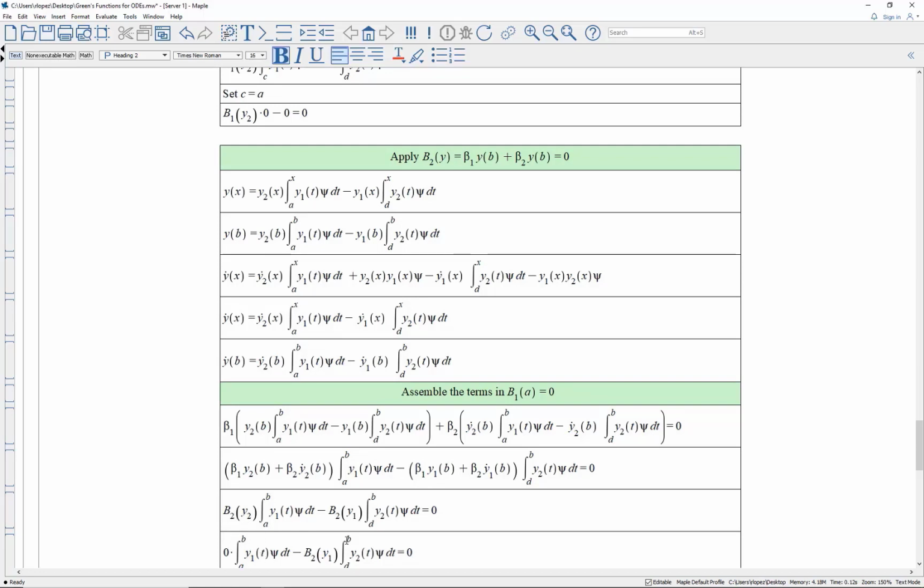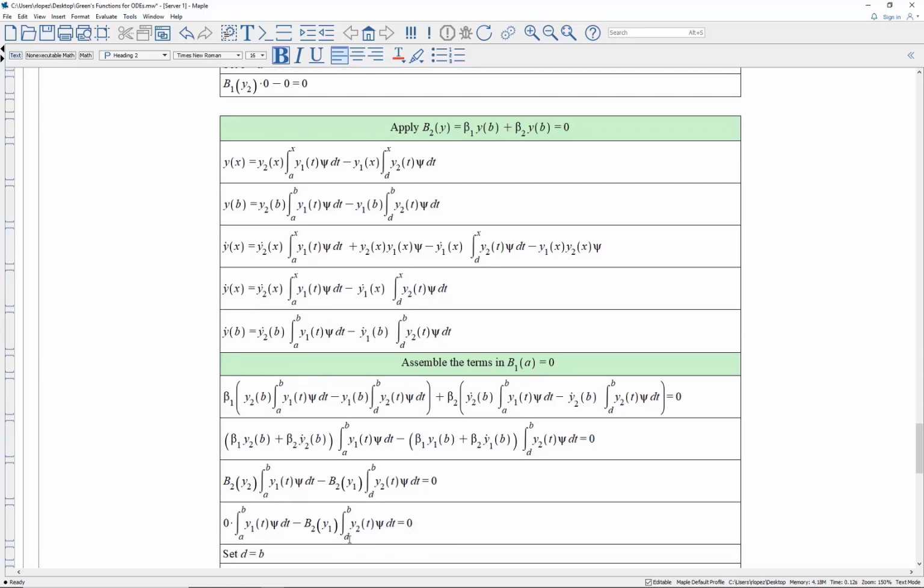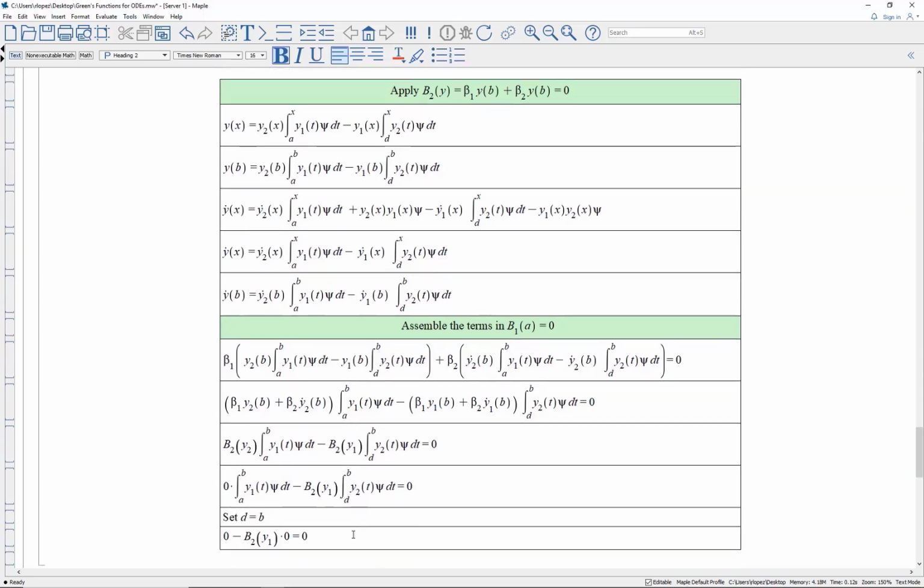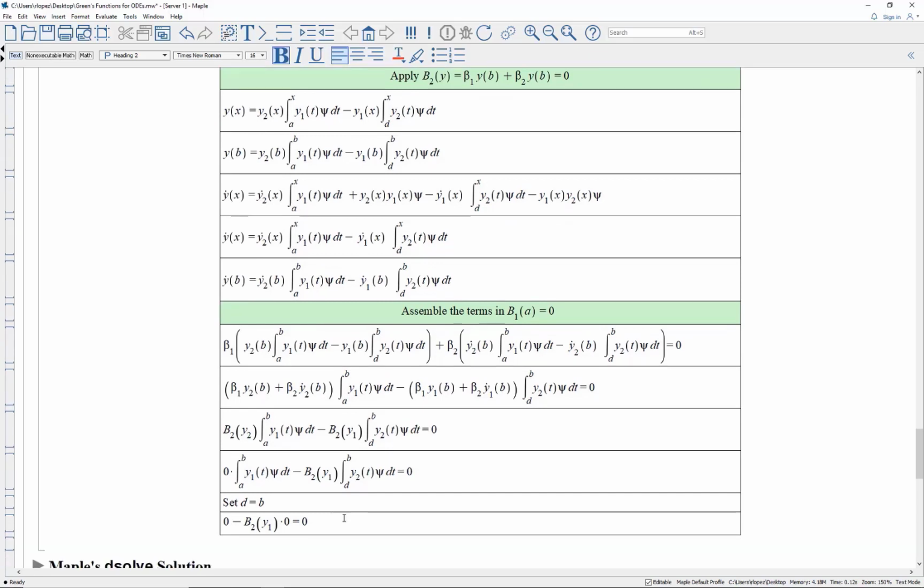So this term's gone. Now we need to get this term to disappear. So we choose d to equal b. And we have satisfied both boundary conditions.